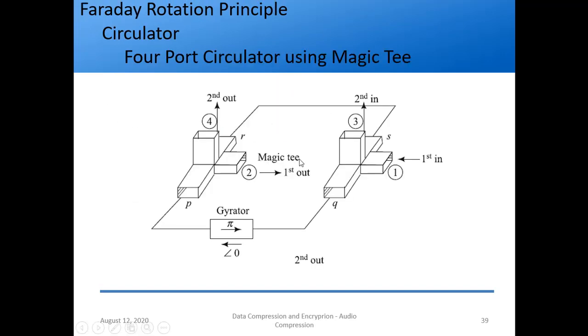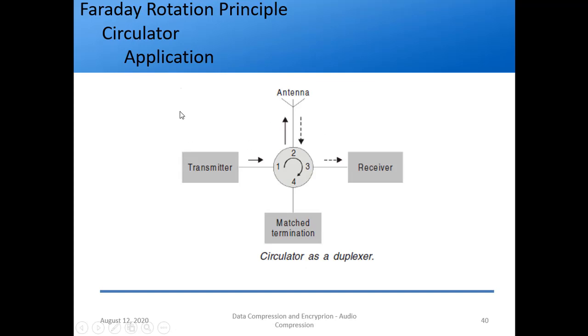Okay. And what is the application? As I said in the circulator lecture, it can act as a duplexer for an antenna. Okay. So port 1 is connected to the transmitter, port 2 to the antenna, port 3 to the receiver, and port 4 is not required actually, so we'll terminate it with a matched load. Okay. So when the transmitter transmits, obviously the signal should not go directly to the receiver, it should go to the antenna. So port 1 to port 2, that's what we require.